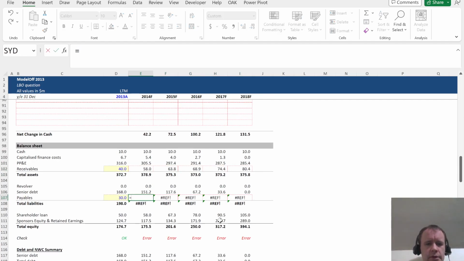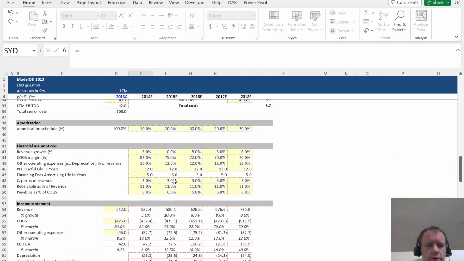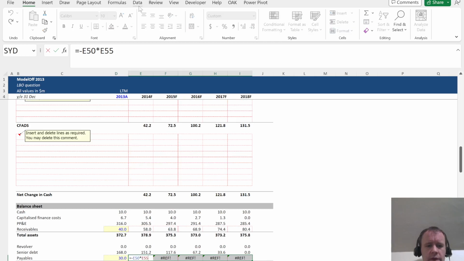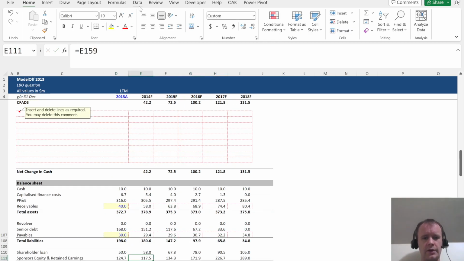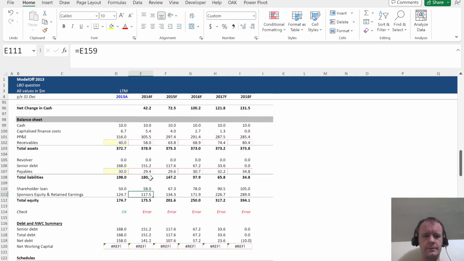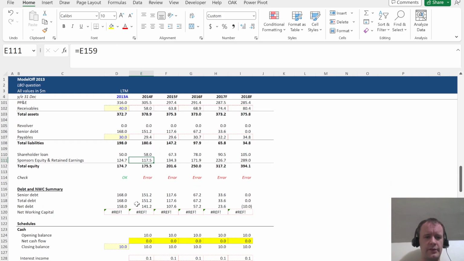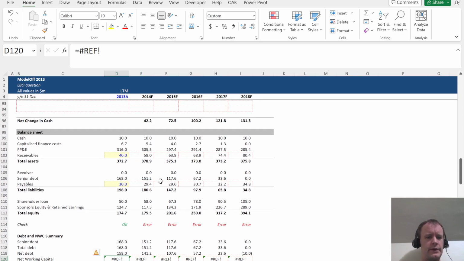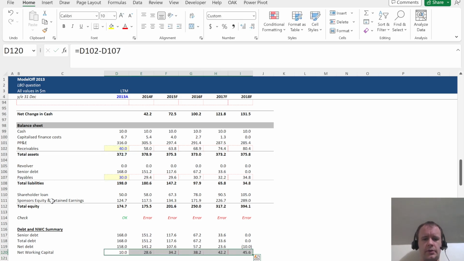So then payables is 6.8% of COGS. And again, we need a minus sign there because COGS is negative on the income statement, but payables is positive in the liabilities section on the balance sheet. Okay. So we don't balance, but like I said, we're not worried about that yet. Net working capital. I think my only working capital items here are receivables and payables. Let me just check. Yeah, I think that's right. So we copy that across. Okay.